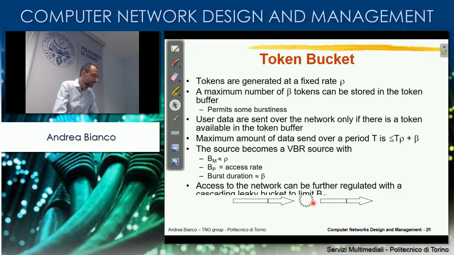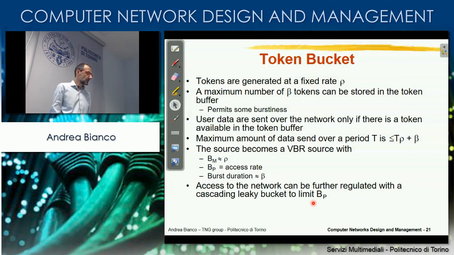So tokens are generated at a fixed rate rho. A maximum number of beta tokens can be stored. And that allows for some burstiness.